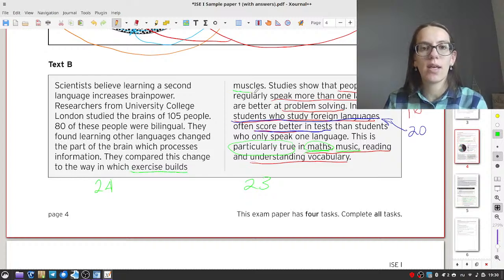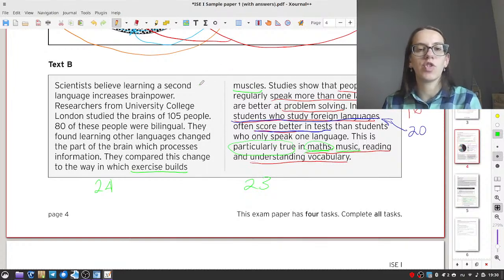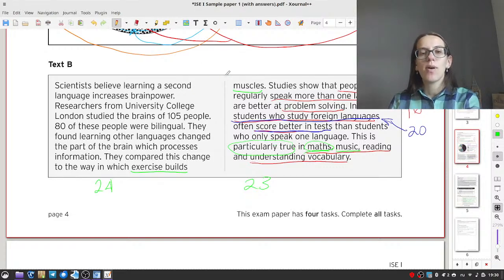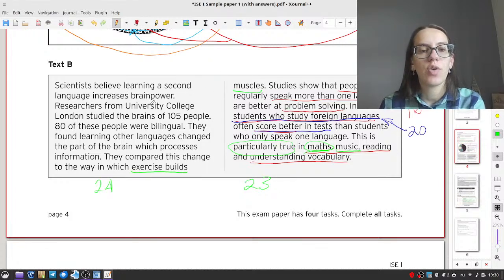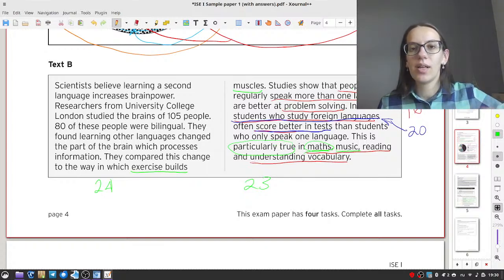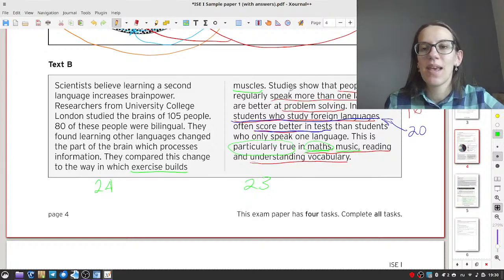So speaking languages is like when you go to the gym to exercise. If you exercise more, your muscles get stronger. If you practice a language more, your language skills become better. And then we have an even more clear sentence. People who regularly speak more than one language, they are better at problem solving.